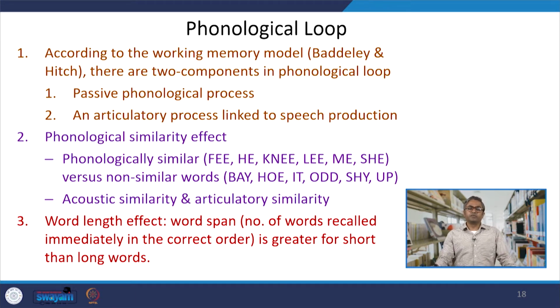Then another factor in the phonological loop is the word length effect. The length of the word affects span, the number of words recalled immediately in the correct order. Short words have preference over long words. People can remember short words easily. Even rare words versus non-words: rare words also have preference. So the moment you hear a rare word, the phonological loop sends this information directly to the buffer.